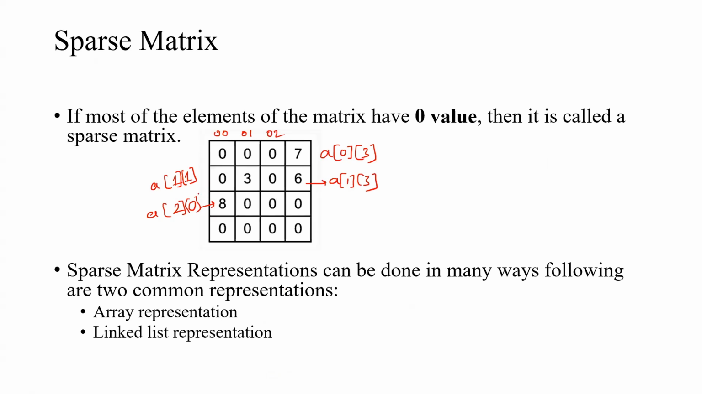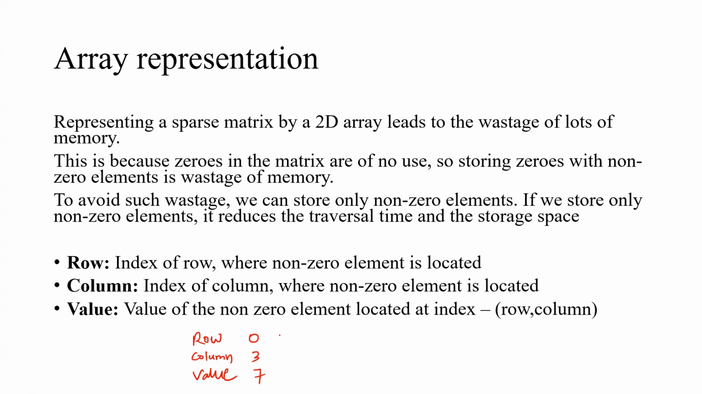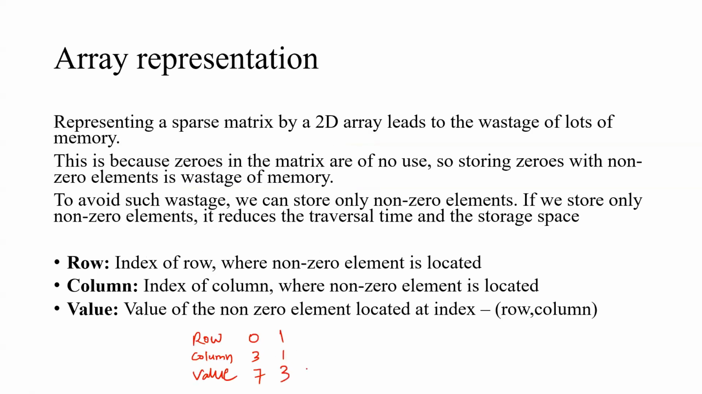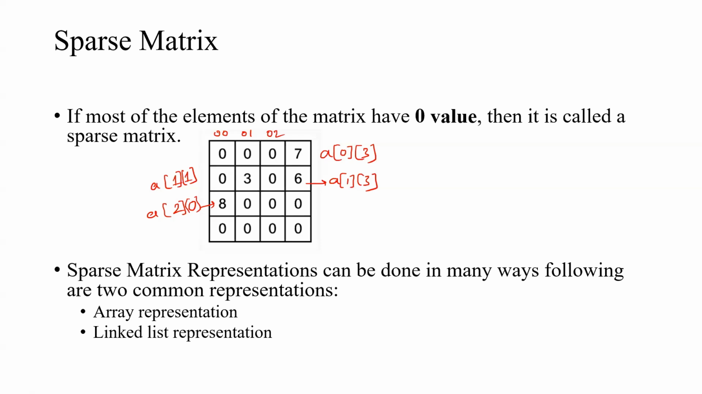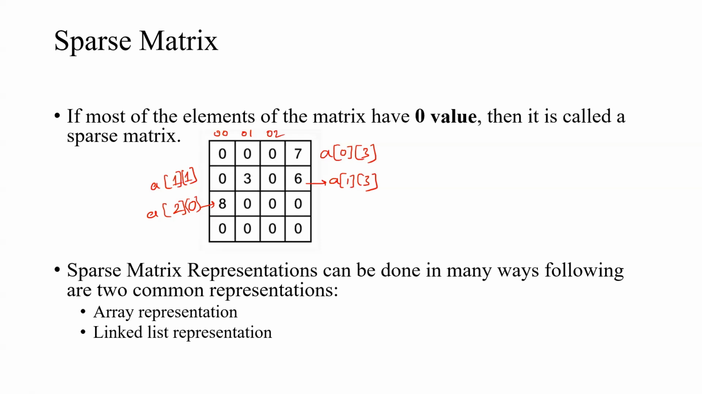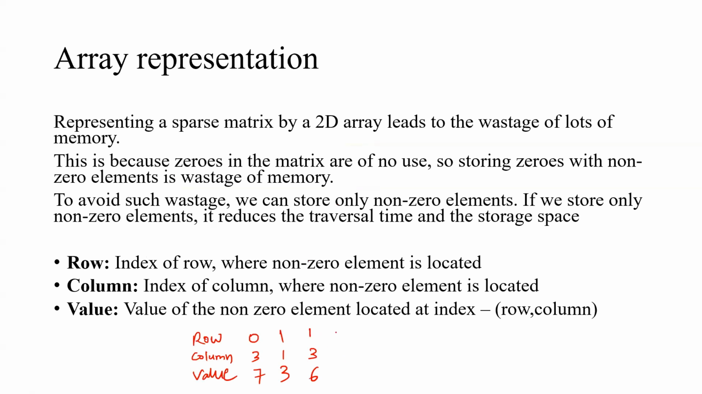Next one is 1, 1. So the row index is 1, the column index is 1, and the value present at this index is 3. Let's store 3 here. The next value is 1, 3, and 6. So 1 is the row index, 3 is the column index, and 6 is the value. Next is 2, 0, and 8. So this is the complete table in which we have stored the row index, column index, and value.